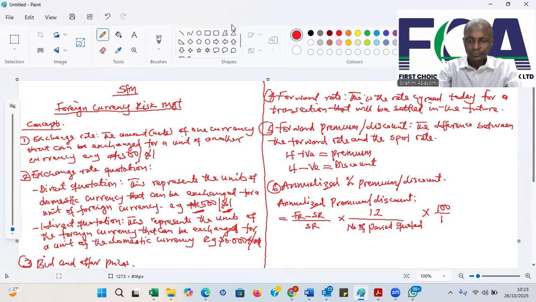Okay, or if you so like, let me put it here so that it will be easier for you to remember. Let me put it as number of months forward, so that I know that I am calculating it forward. Number of months forward, multiplied by 100 over 1. So that's the formula for calculating annual premium or annual discount.